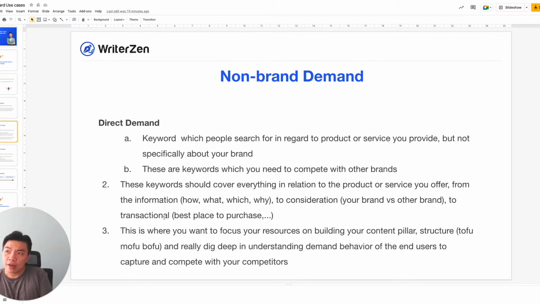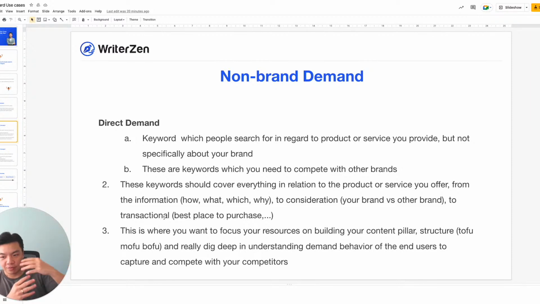How do mattresses help back pain, for example? What are brands of mattresses that help back pain? Which brand of mattress helps back pain? Then consideration, like Purple mattress versus Casper mattress, right? Or transactional, best place to purchase a mattress. These are all keywords where every brand tries to compete, and you want to make sure that you focus your resources here once you cover your branded keyword.